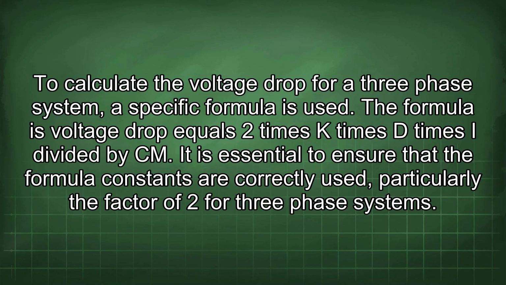To calculate the voltage drop for a three-phase system, a specific formula is used. The formula is voltage drop equals 2 times K times D times I divided by Cm. It is essential to ensure that the formula constants are correctly used, particularly the factor of 2 for three-phase systems.